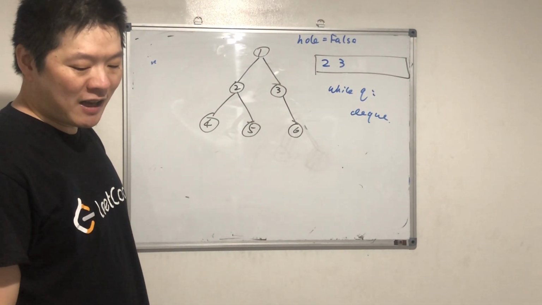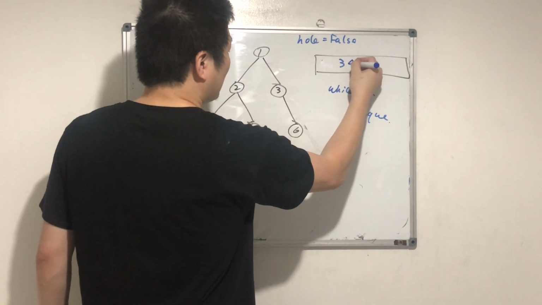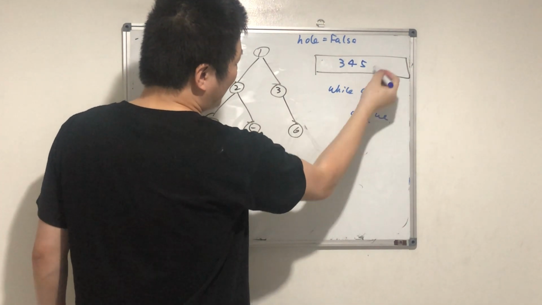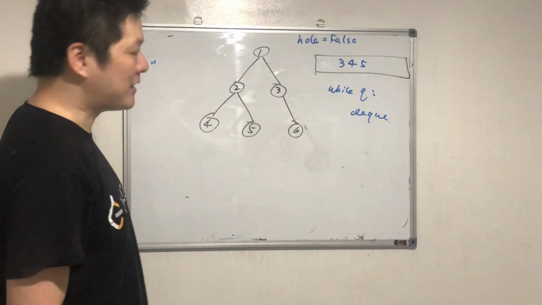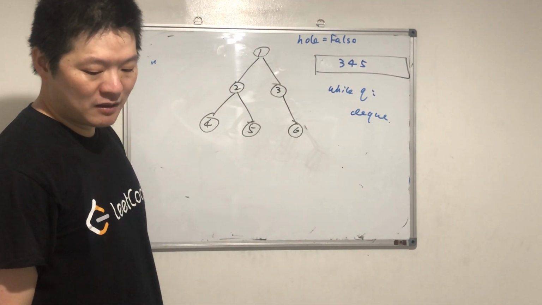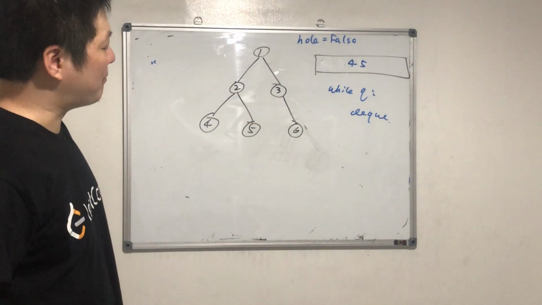Okay, so next one to take out: 2, and push 4 and 5. While there's an element in the queue, I keep doing this, okay? And what's the next to take out? 3. Okay, look, this is the interesting part.